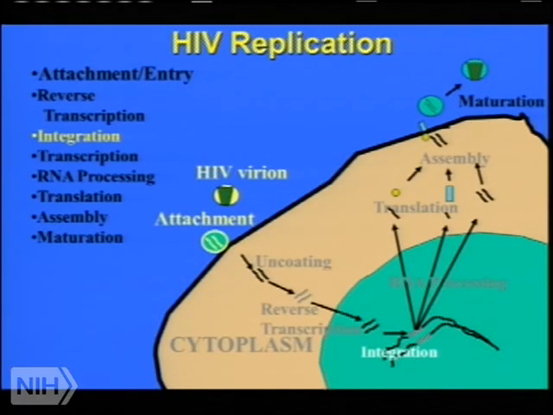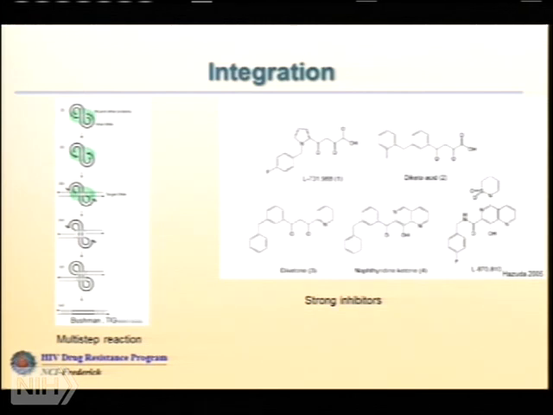Once that reverse transcription takes place, then the double-stranded DNA now is transported to the nucleus and integrated into the host gene using a viral gene product called integrase. And at this point, the enemy is within. Integrase is an absolutely essential step in virus replication.